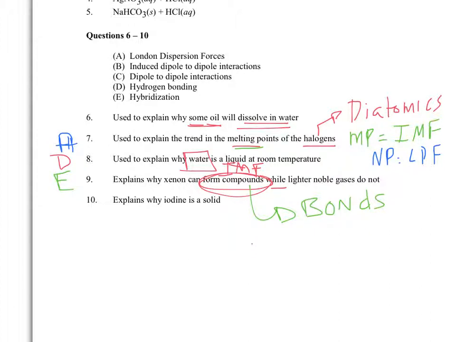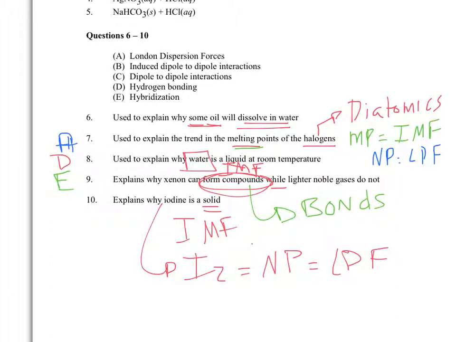Okay, then finally, 10 explains why iodine is a solid. Again, what do we know about solids? That is a phase, so that has to do with IMF. So what does that tell us? This is 15. And we know that iodine is I2, right? Well, iodine has to be non-polar, so what does that tell us? It's an LDF. Does that make sense? So it's got to be A.